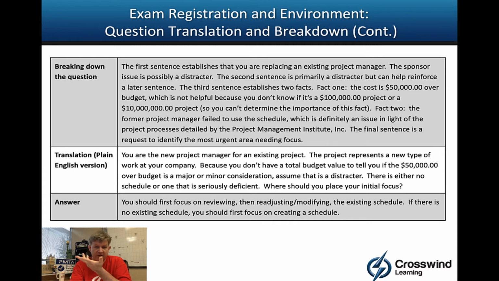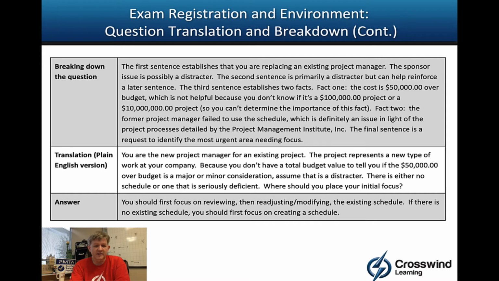I mean, if it's a $10 million project, $50,000 might be nothing. But, if you work on $1 million projects, $50,000 might be nothing. If you work on $100,000 projects, you might all of a sudden go, oh my gosh, well, but you don't know how big the project is here. Fact 2, it appears the previous PM did not value the schedule, which could possibly have led to that budget issue. So translate. You're a new PM for an existing project.